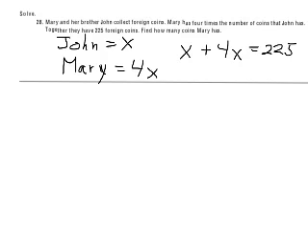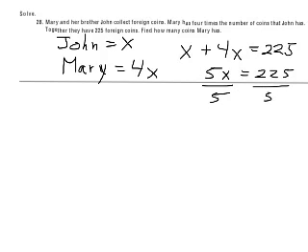Okay, simple problem again, simple one to solve. So we have 5X equals 225. Divide both sides by 5, and you get X equals 45. Okay, but who's X? John is X. John has 45. So how many does Mary have?